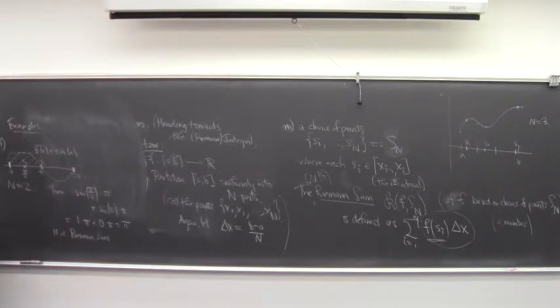Kayla: Why is the delta x pi and not pi over 2? Because I divided this interval of length 2 pi into two parts, so each subinterval is length pi.